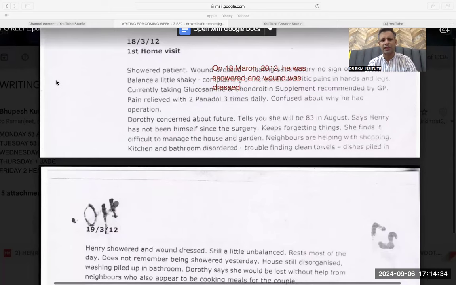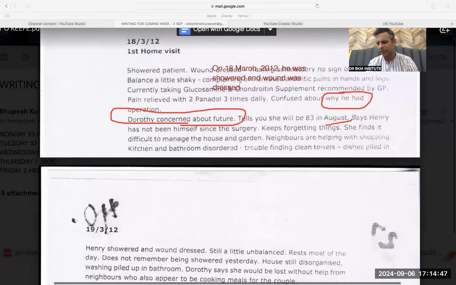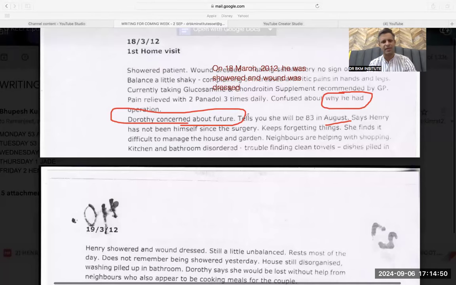So I also need to understand the problem. If I am a nurse, I need to understand the problem. OET is about understanding the problem. So why he had operation? So there is a mental confusion. Dorothy concerned about the future. This is also a concern. Tells she will be 83. Husband is already 83. She will also become 83.